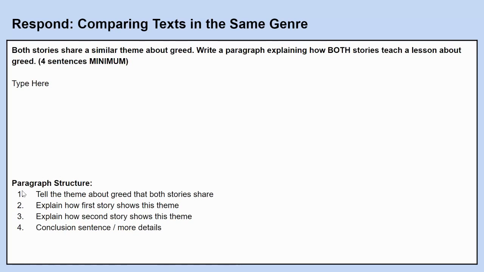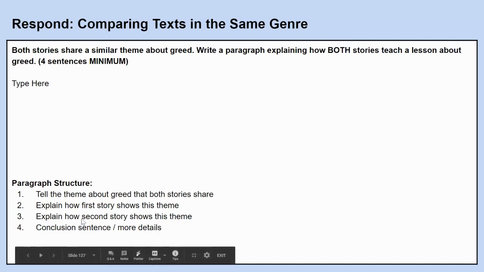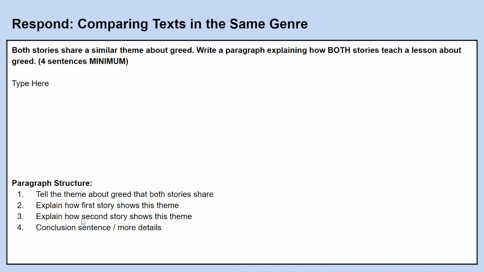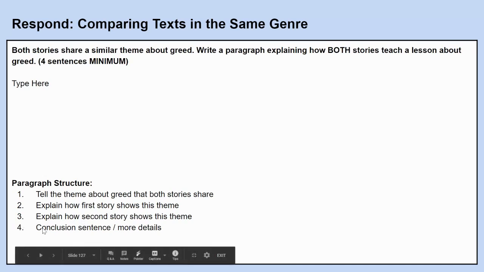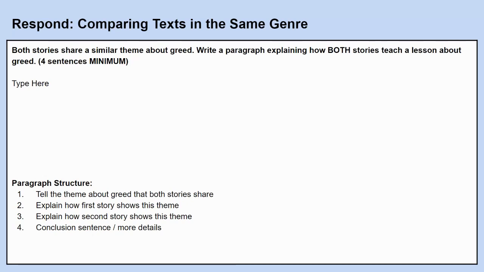In the first sentence, you're going to tell us what the theme is about greed. What lesson do we learn about greed? Then you'll explain how the first story showed this theme. Then you'll explain how the second story showed this theme. For your last sentence, you can use this as a conclusion sentence, or you can use it to provide more details about the theme. Make sure that your examples are coming from the text, how both of the stories showed the theme about greed.